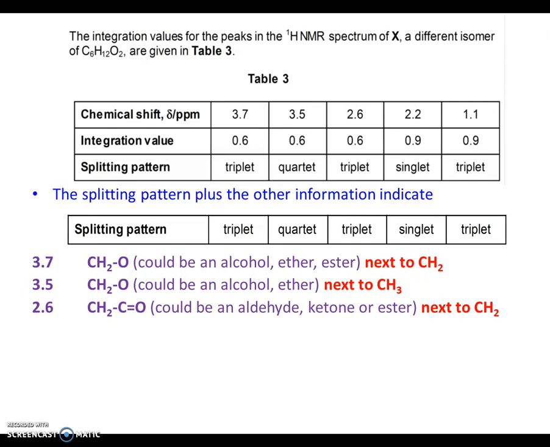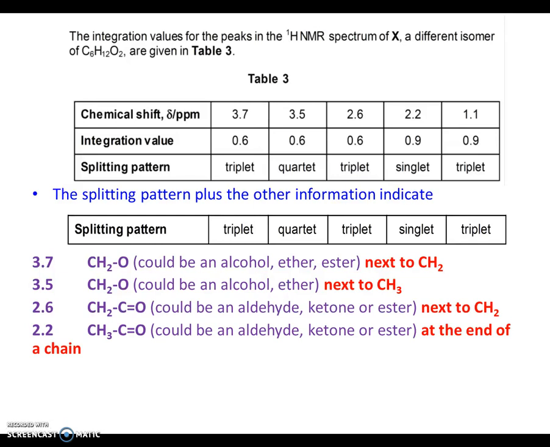At 2.6, again we've got a triplet here, and we said that it was a CH2 bonded to a C double bond O. So we now know that on the other side of this carbon we have got another CH2 because of it being a triplet. Next, at 2.2, we have got a CH3 group which is bonded to a C double bond O. Now, because this carbon's already got 4 bonds to it, it has to be at the end of the chain, and it makes sense. It's a singlet.